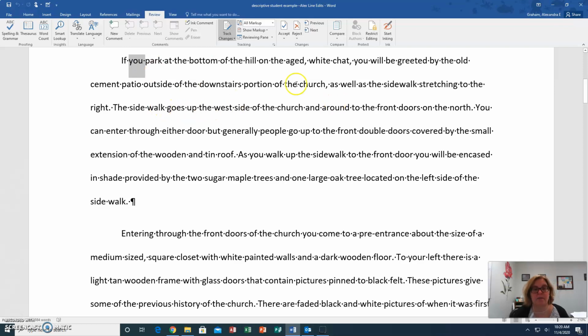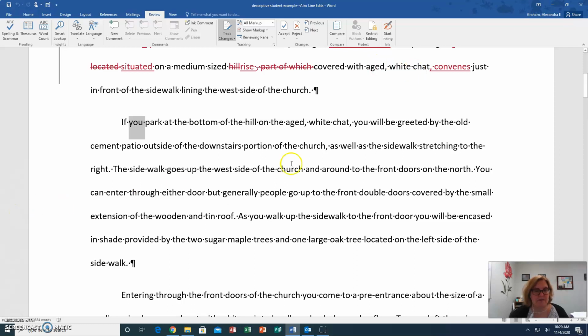So, "if you park at the bottom of the hill, the aged white chat." I already said the aged white chat up here, so I know I can take that out. An easy way to get rid of the yous is to just change it to "parking." So, parking at the bottom of the hill.